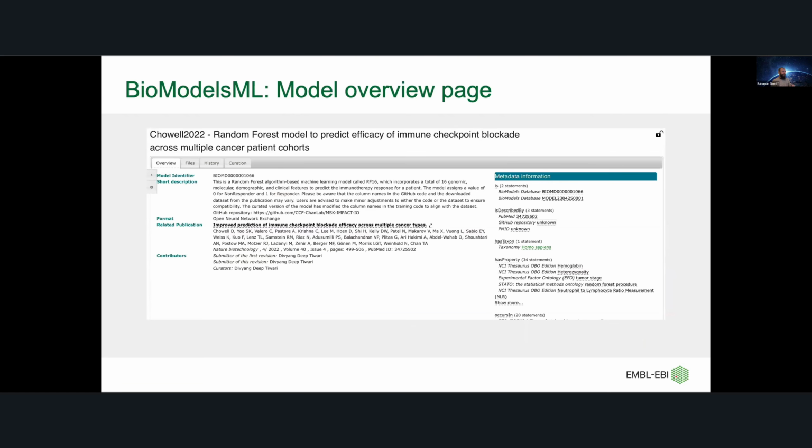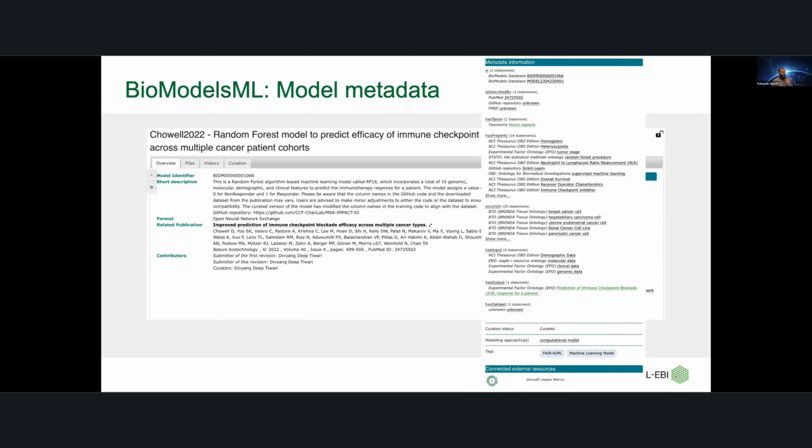Here's another example. You can see there's a random forest model for predicting immune checkpoint blockade, and this model has been curated. As you see, we have all this metadata added on the right-hand side, manually curated, annotated. This makes the model discoverable, so people can search based on keywords and find the right models.